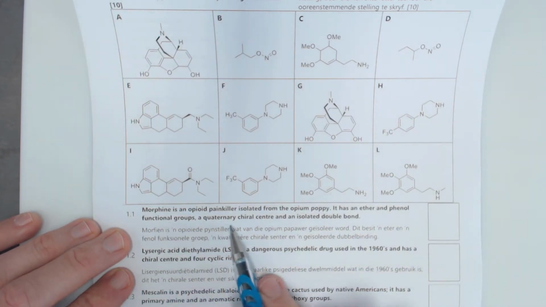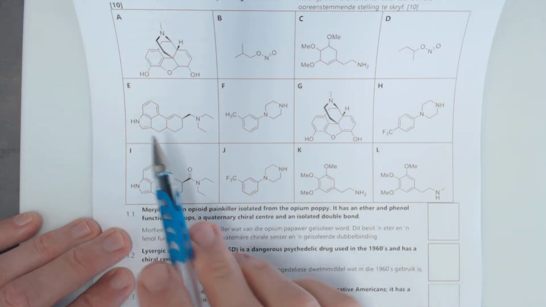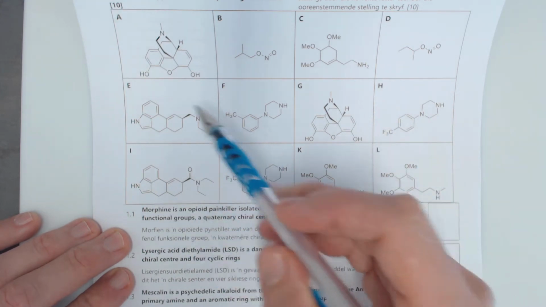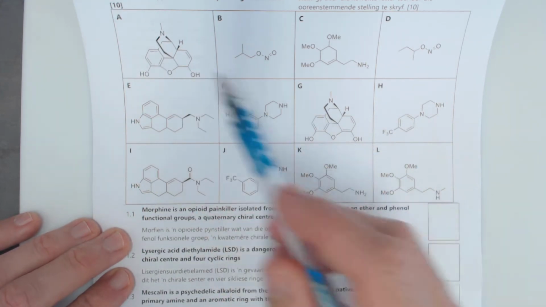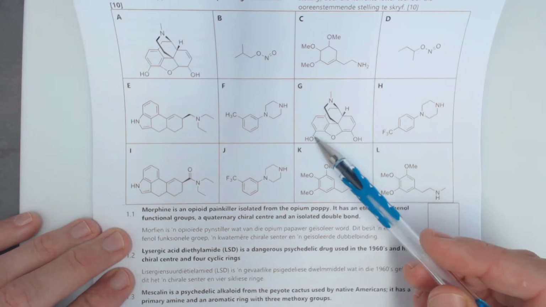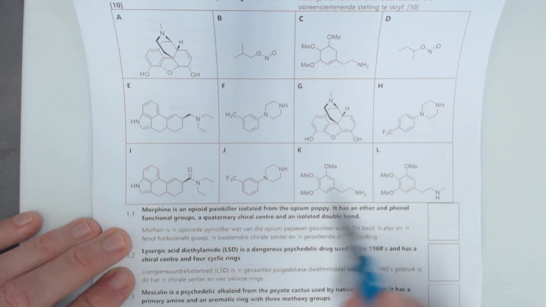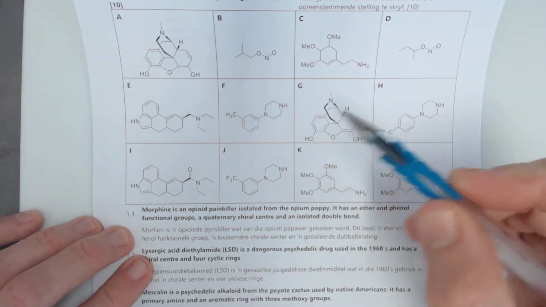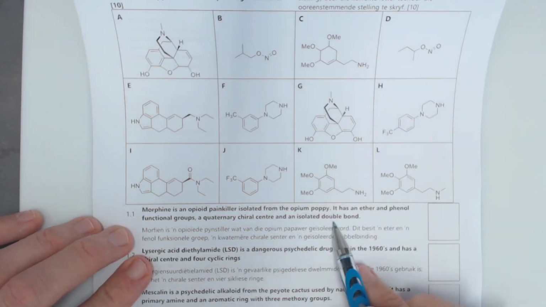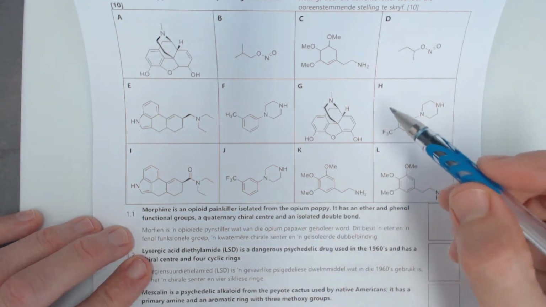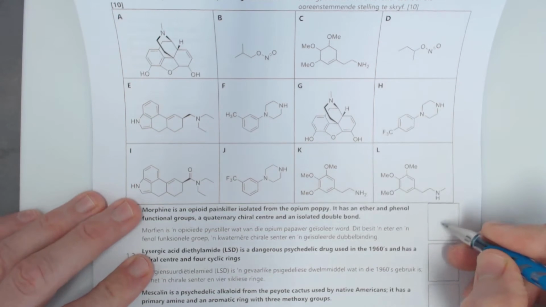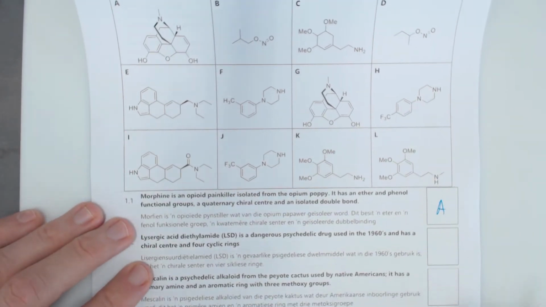The fact that it's got a phenol and an ether, the only phenols that are around are this. That's not over there. So those two over there look a lot like it. They've got phenols, they've got ethers. So there's a quaternary chiral center. Yep, there's a quaternary chiral center and an isolated double bond. So that's the only thing that's different. If you notice between those two things, that's conjugated. So the answer there must be A.